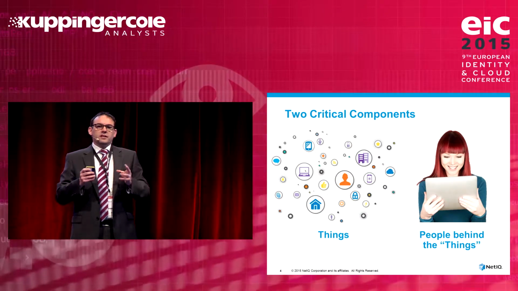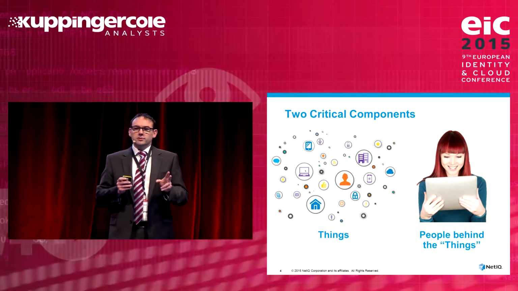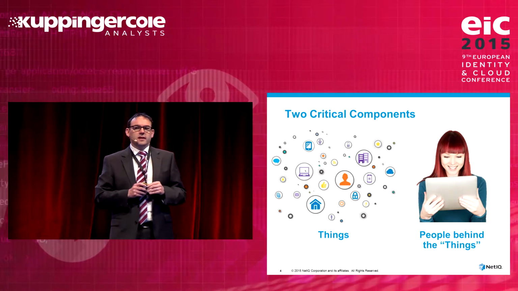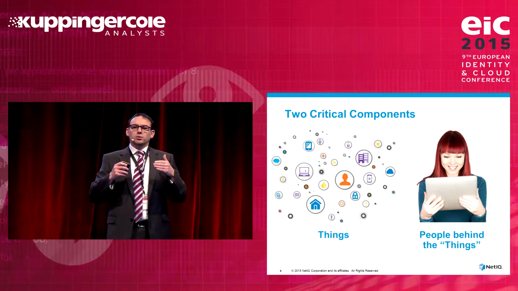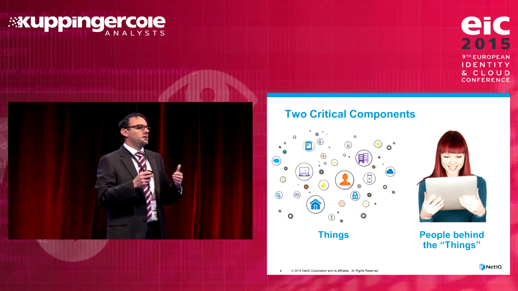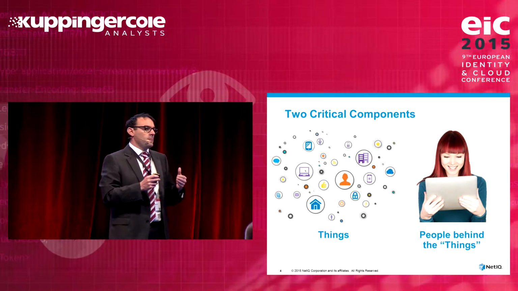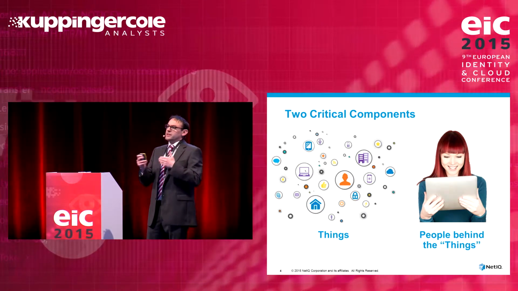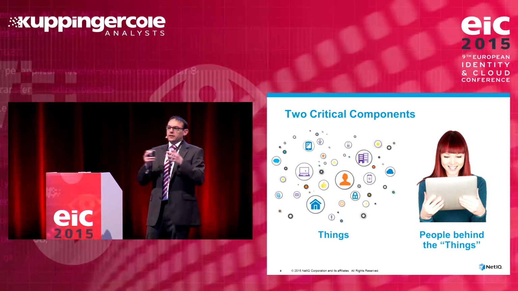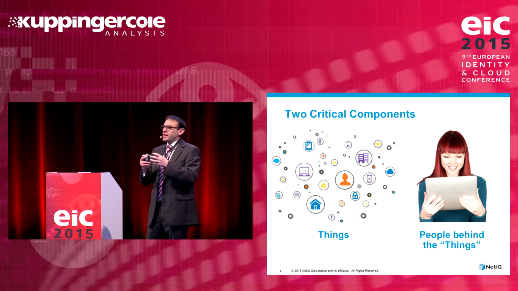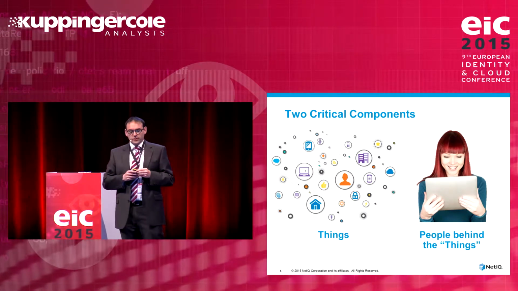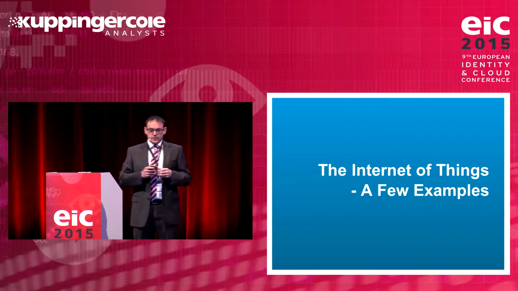And with the Internet of Things, there are really two critical components. There are the things themselves, the sensors that are collecting that data, and there are the people behind the things. And it's the people whose privacy we need to protect, but doing that whilst we're still enabling the sharing of data between the individuals, the things, and the systems that really drives the efficiency that people are looking for. So let's take a look at some examples, right?